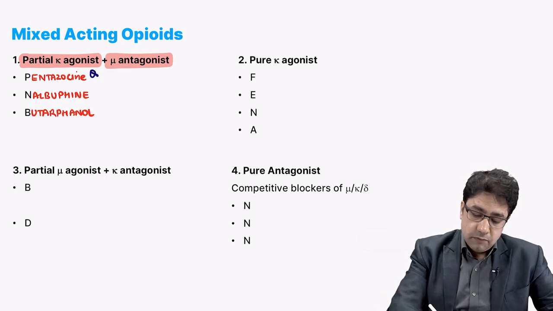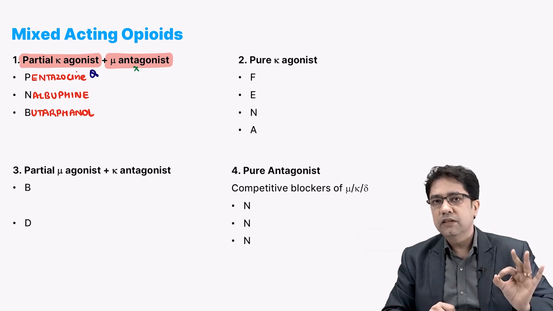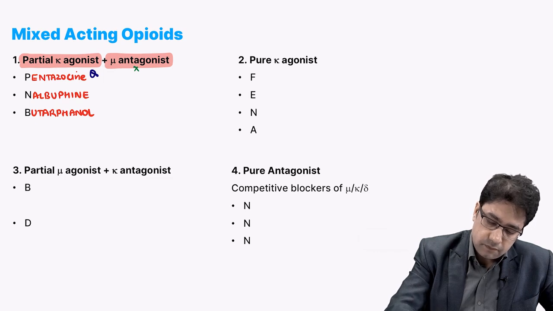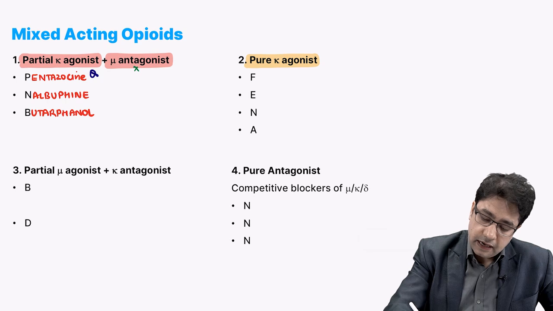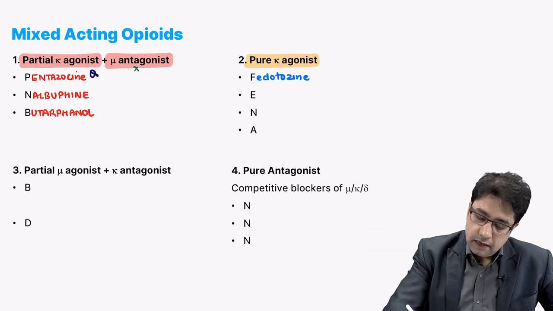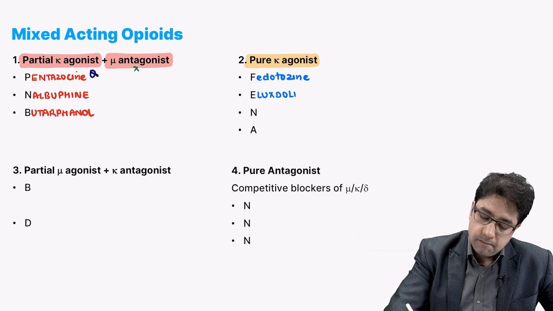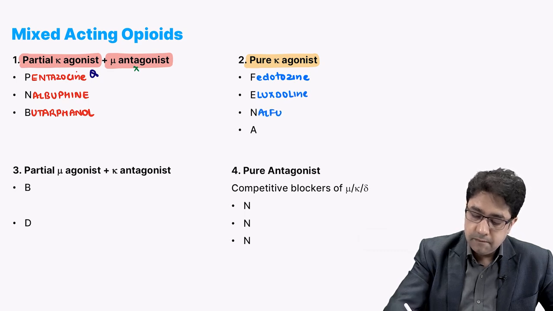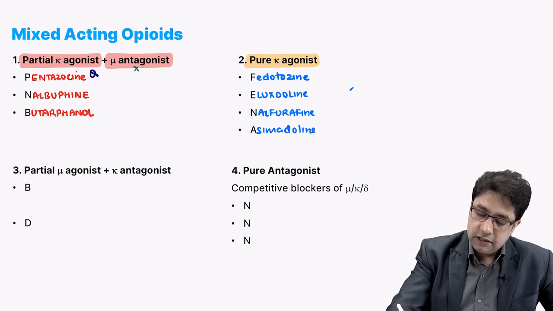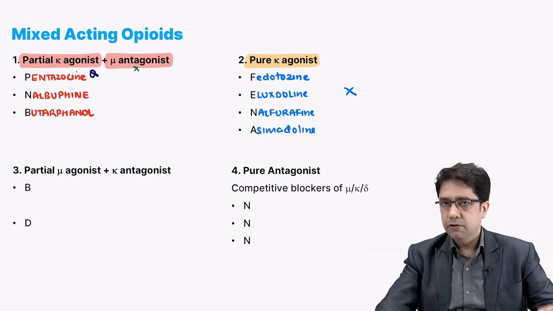Now, from this part, just remove the mu antagonist. If you remove the words mu antagonist, what will it become? It will become a pure kappa agonist. And the drugs are F for nalfurafine, enadoline, and asimadoline. Till now, these drugs have not been asked, so you can skip this part.